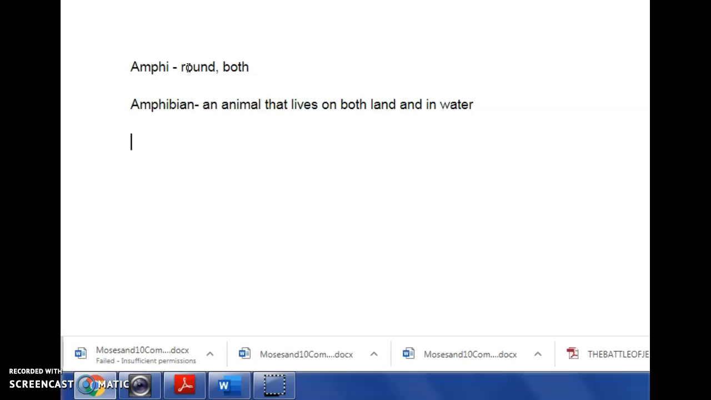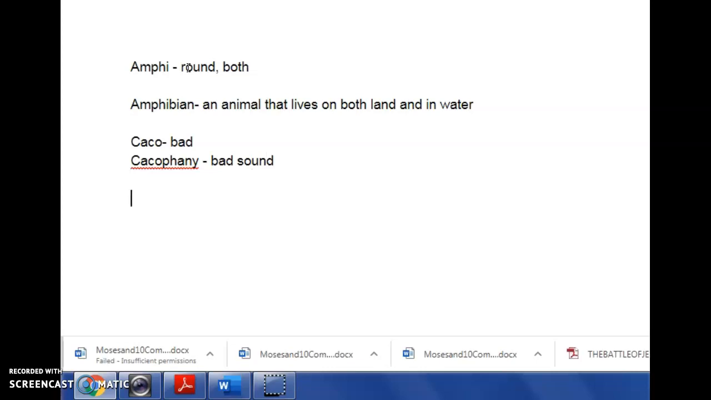Our second root is cacao. Cacao means bad. An example that I'm going to give you is a cacophony. And you might have heard that word before when you say there's a cacophony. It means like a sound that is not very pleasant. So we will say a bad sound.